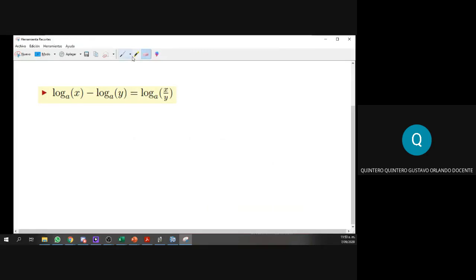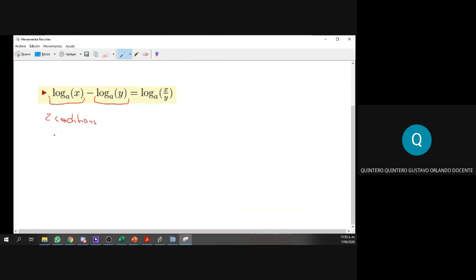Take a look at these. All right, so again, just like in the previous one, we have 2 logarithms. One logarithm and the other logarithm. But we have 2 conditions.